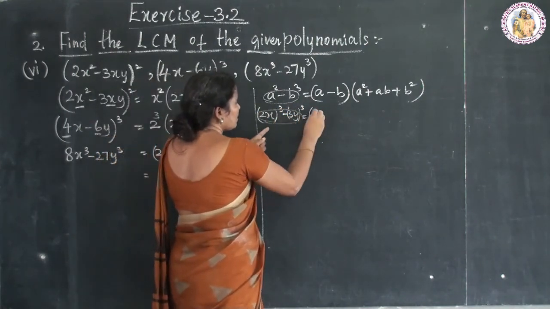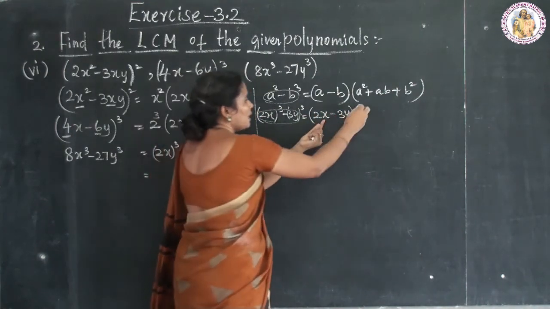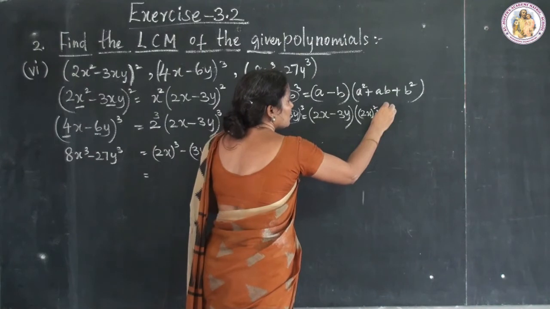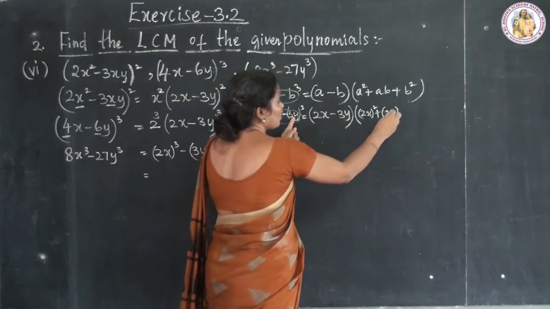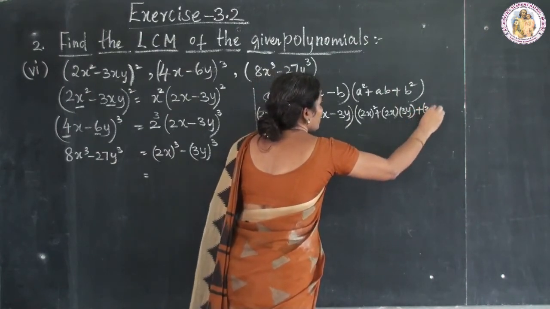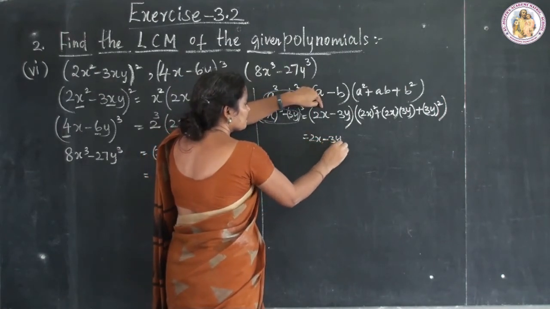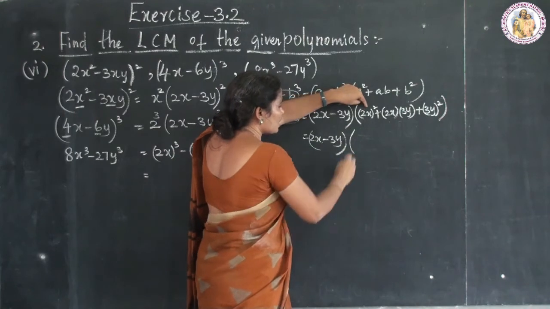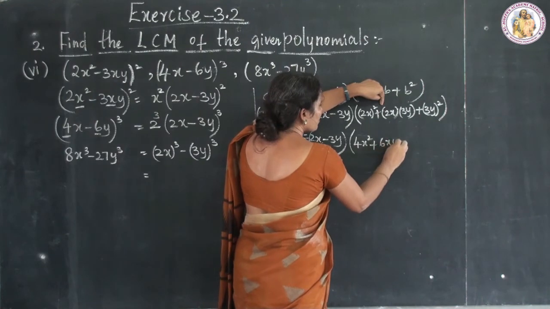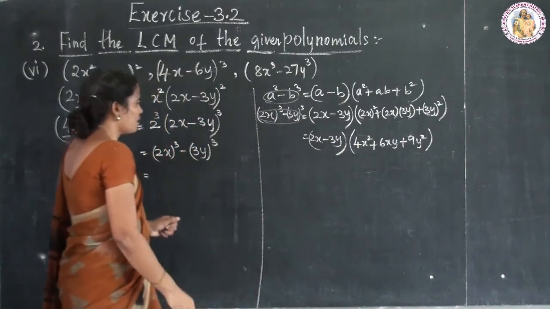So write 2x minus 3y. Okay. Then a square, that is 2x square, a is 2x and b is 3y, plus b square, that is 3y whole square. 2x minus 3y, 2 2s are 4, x square, plus 2 3s are 6, xy, plus 3 3s are 9, y square. Okay. Alright.